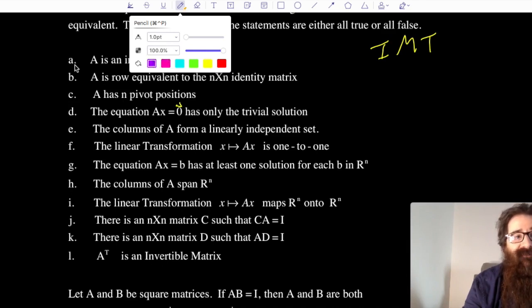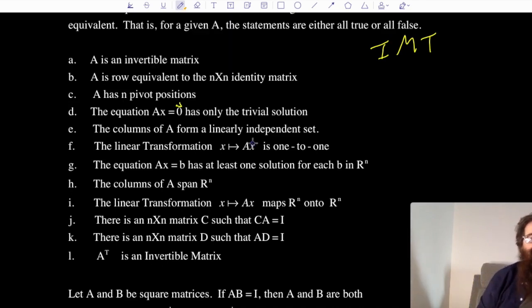And let me just start off by picking on the things that I think are going to be the easiest to identify. So I think statement B, which just has us row reducing to the identity if possible, is great. Statement C, the number of pivots we have, is really good.